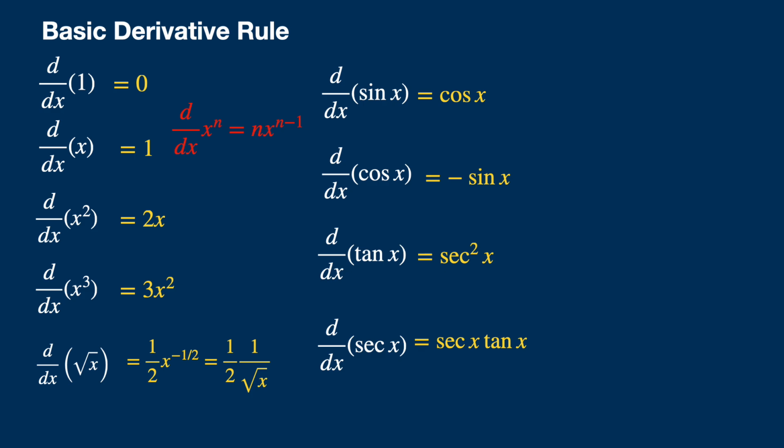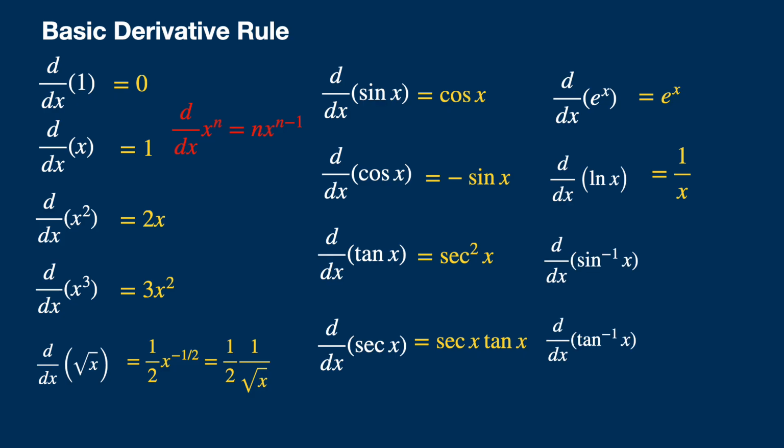Now we're going to do the exponential function and log function. Here are the exponential function and log function. Let's find the derivative of the exponential function. The derivative of e to the x is e to the x. The derivative of ln x is 1 over x. The last part of the derivative functions we are looking at is arcsine and arctangent. The derivative of arcsine x is 1 over the square root of 1 minus x squared. The derivative of arctangent x is 1 over x squared plus 1.